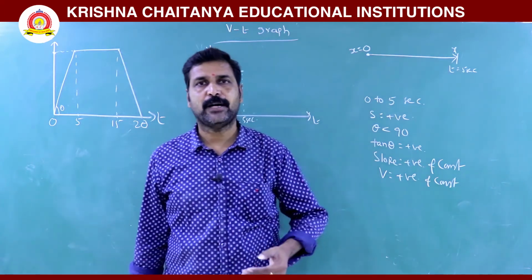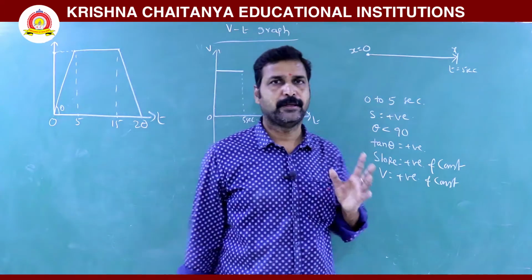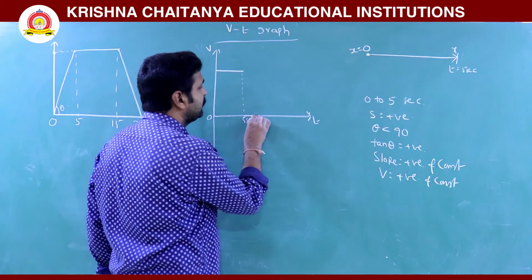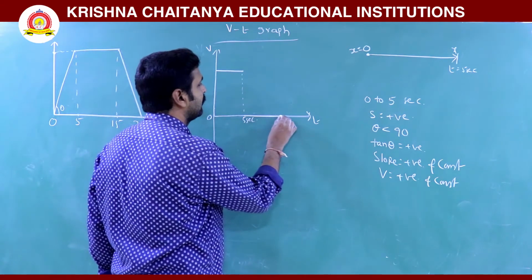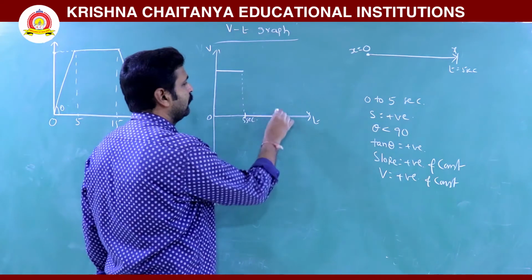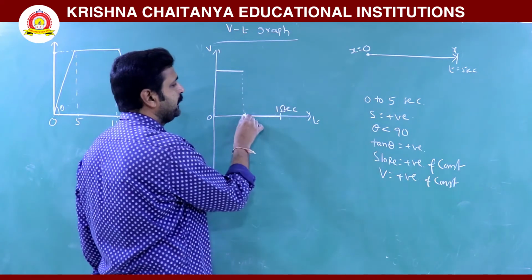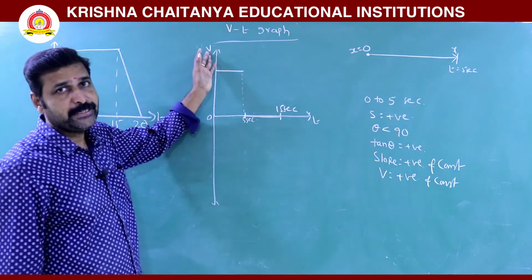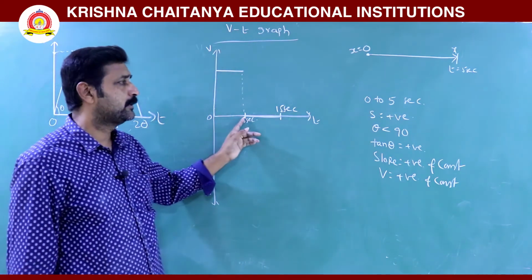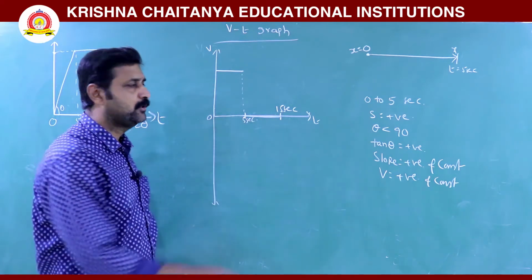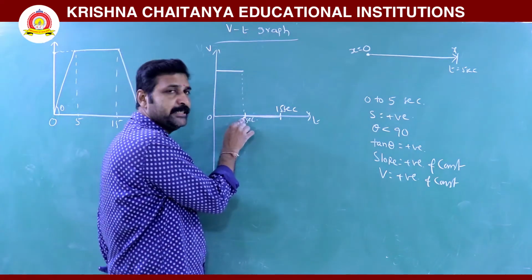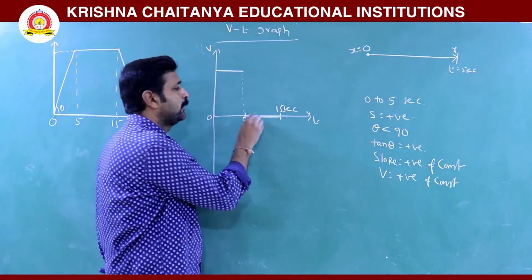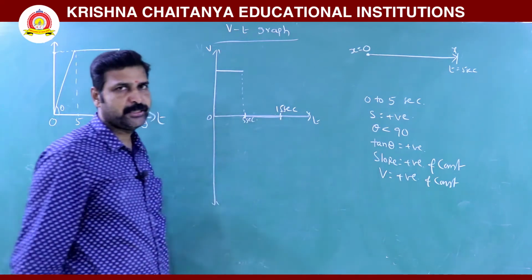If it is at rest, what is its velocity? 0. That means in the velocity-time graph, velocity is 0 for 5 to 15 seconds. Velocity is on the y-axis, so the y coordinate on the x-axis is 0. Even as time increases from 5 to 15, velocity remains constant at 0.